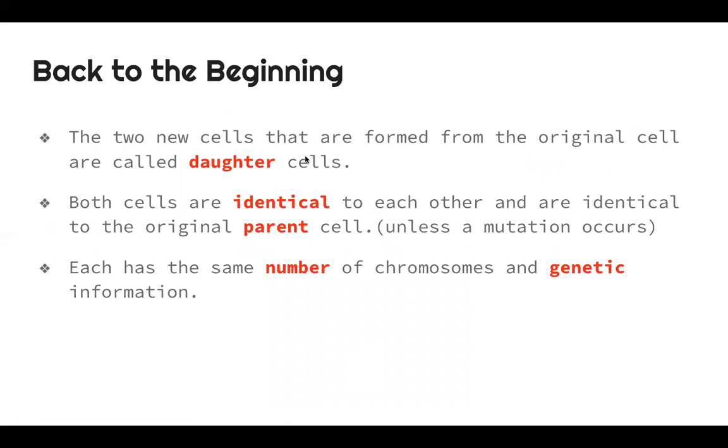So the two new cells that are formed from the original cell are called daughter cells, okay? Both cells are completely identical. They have exactly all the same genetic information as the parent cell. It is a copy of the parent. Unless, of course, there's something that goes wrong and there is a mutation. Each of the cells has the same number of chromosomes, and each chromosome has the exact same genetic information.